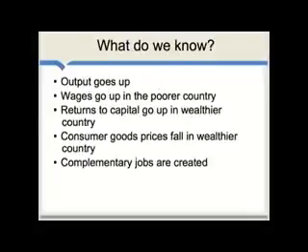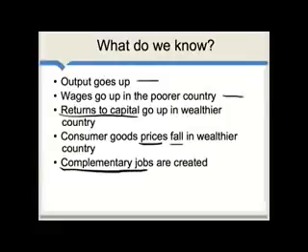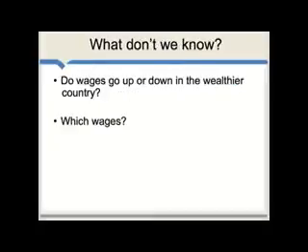So what is it we know about offshoring? Well, we know global output goes up. We know that wages tend to go up in the poorer country. Returns to capital tend to go up in the wealthier country. In the wealthier country, consumer goods prices will fall because goods and services are cheaper, and also complementary jobs are created by offshoring. For instance, imagine you call up a foreign country to get help with your Apple product. That means you're more likely to buy Apple products, and that will create jobs in the United States selling Apple products to consumers.